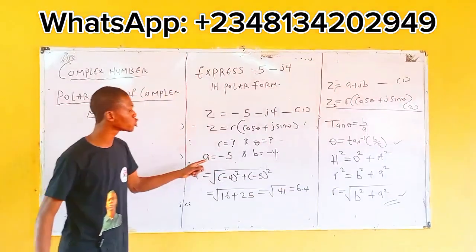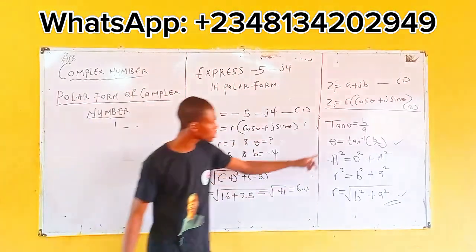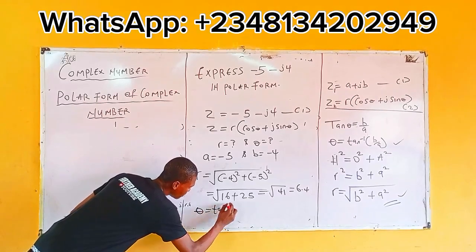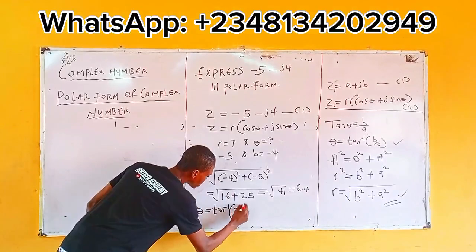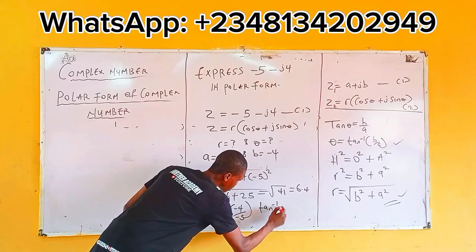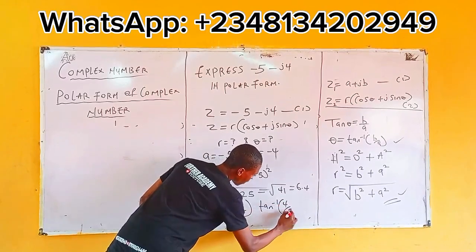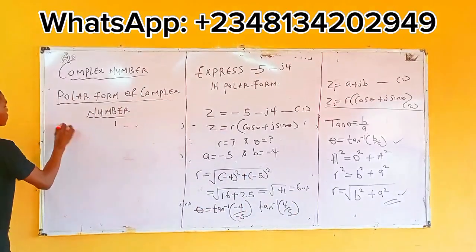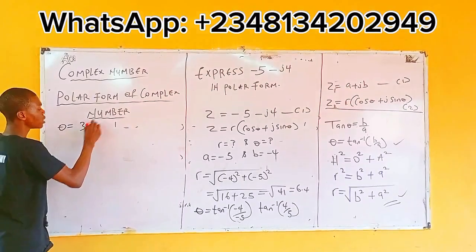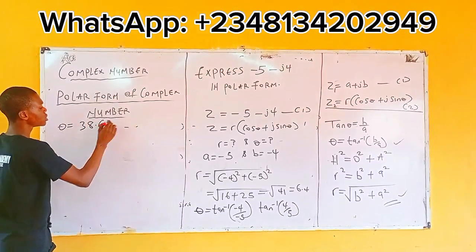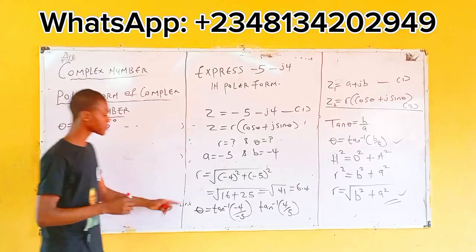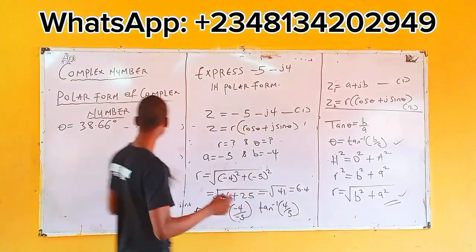Which is equal to 6.41. The next unknown is theta. How do we get theta? Using this formula, theta is equal to tan inverse of b over a, which is -4 over -5, meaning tan inverse of 4 over 5. So run your calculator. Tan inverse of 0.8, what do you have? 38.66 degrees. You solve for r, this is your answer. You solve for theta, this is the answer.